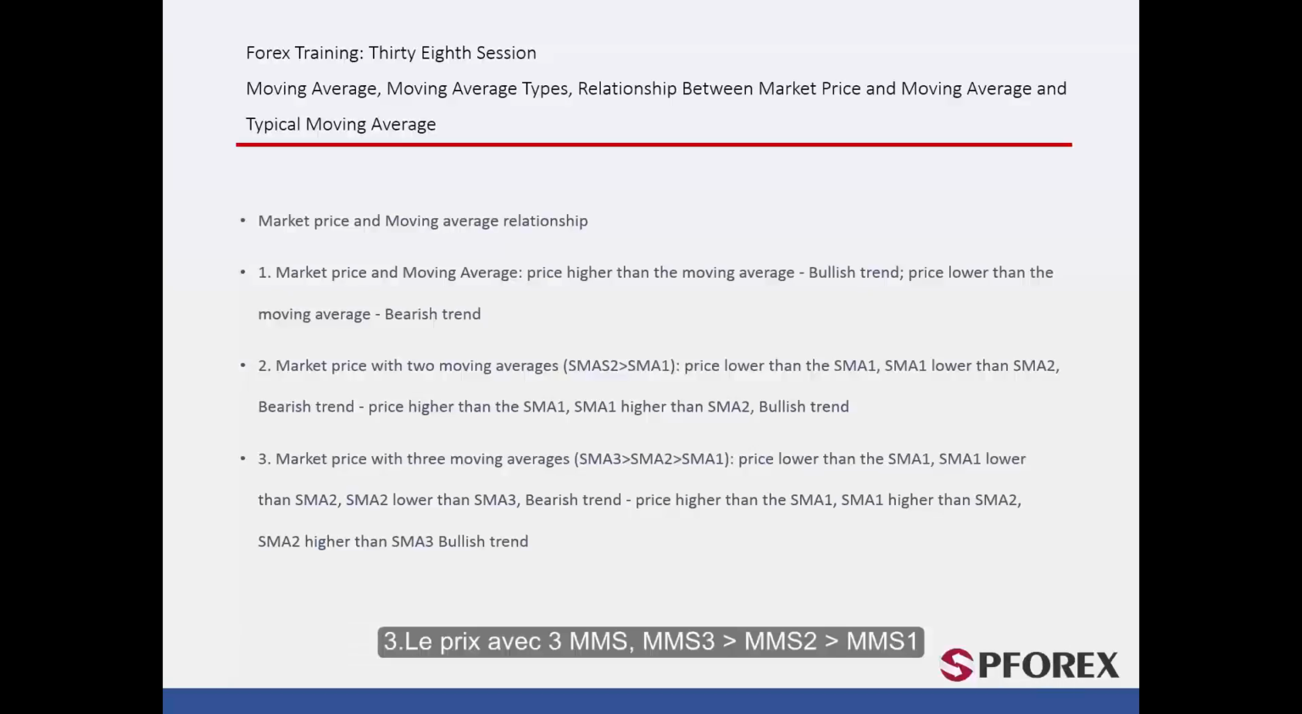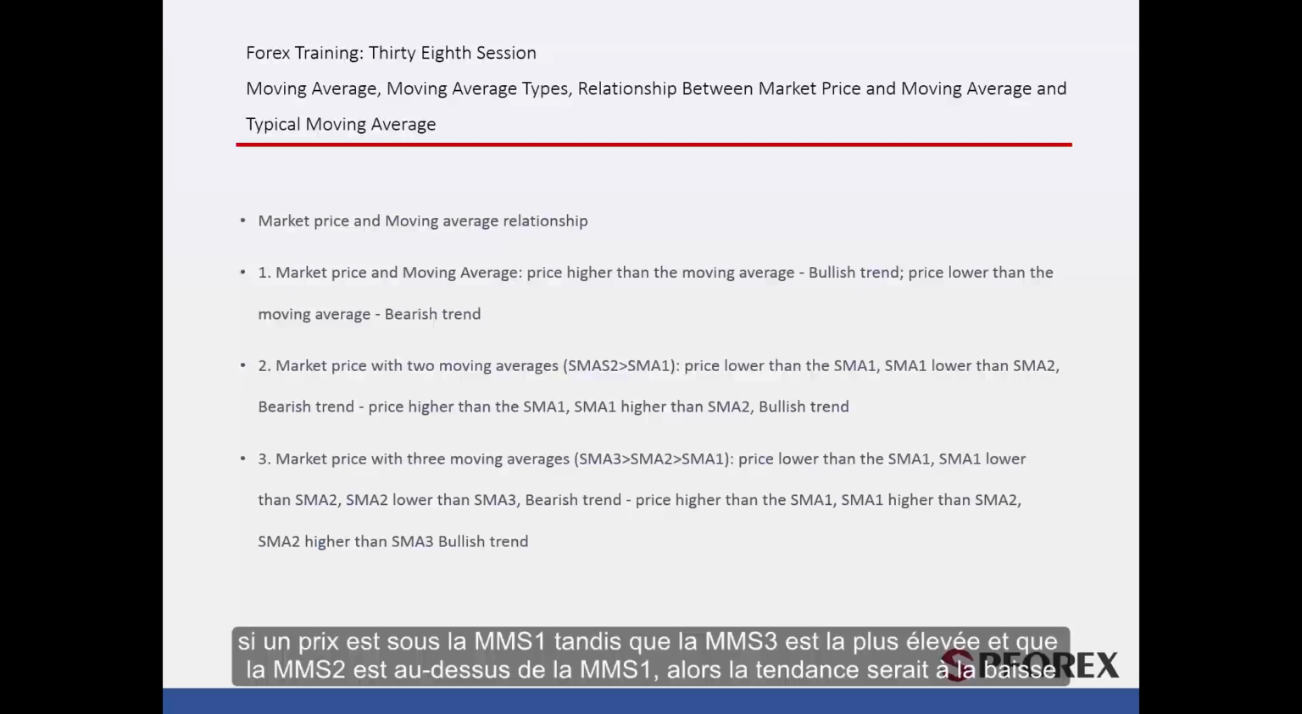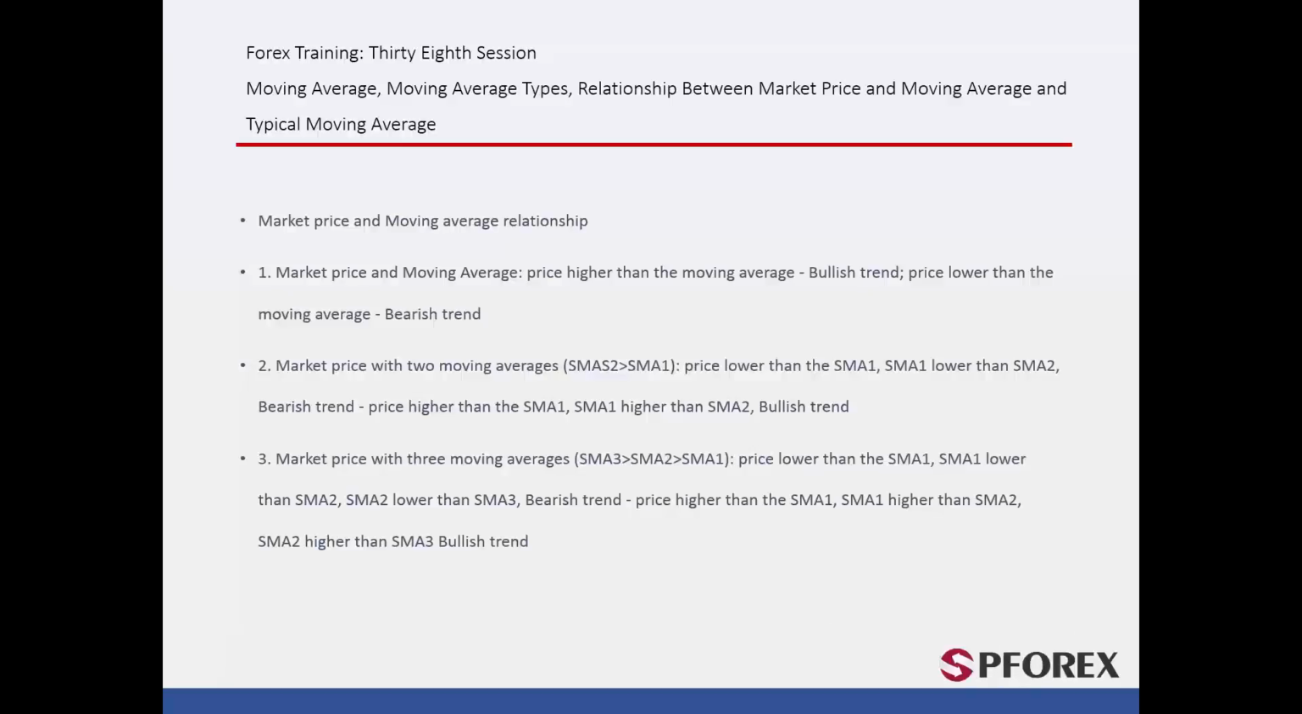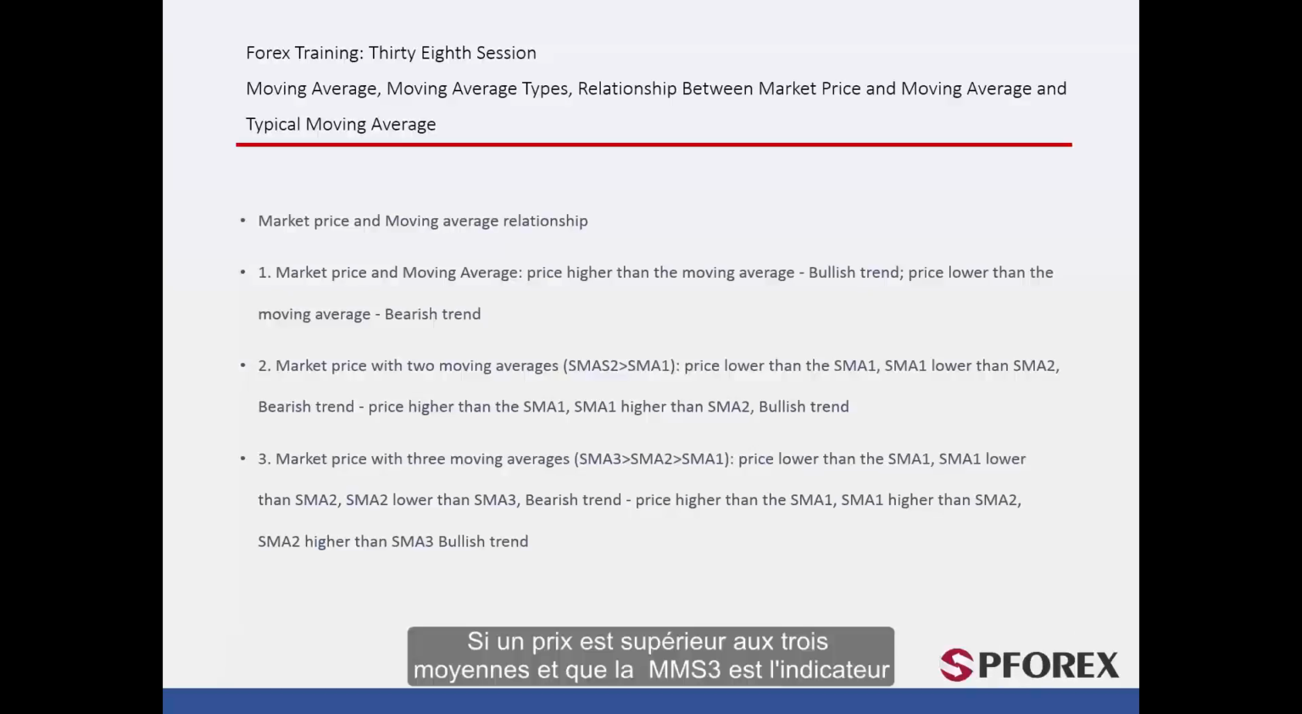3. Price with three SMAs. SMA3 is greater than SMA2, which is greater than SMA1. If a price is under SMA1, while SMA3 is the highest one, and SMA2 is over SMA1, then the trend would proceed downward. If a price is higher than all of them, and SMA3 is the lowest, while SMA1 is above SMA2, then an uptrend would be more presumptive.